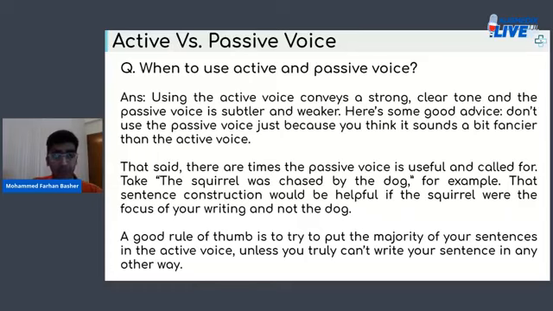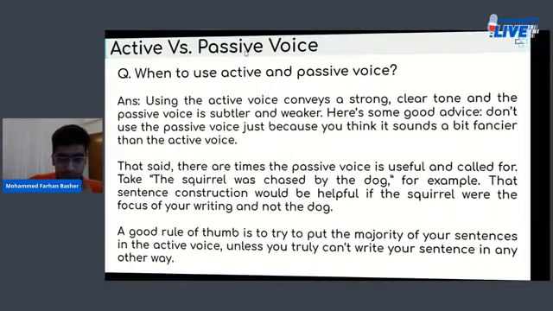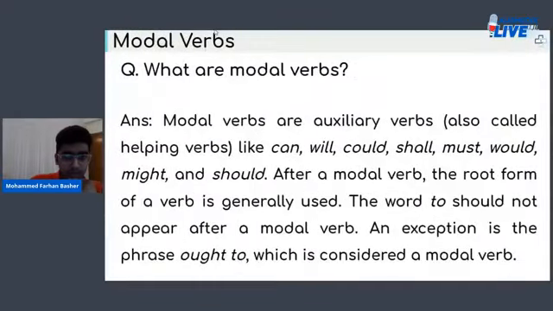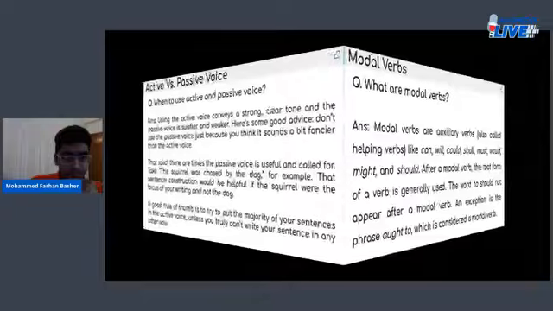But in the passive form, the focus is on the squirrel, letting us know that something happened to the subject here. So the squirrel was chased. The squirrel was chased by the dog. Passive form or passive voice. In the active voice, the dog chased the squirrel. All right, thank you for clearing this out, Salahuddin. All right, so yes, this is pretty much it for active and passive voice.